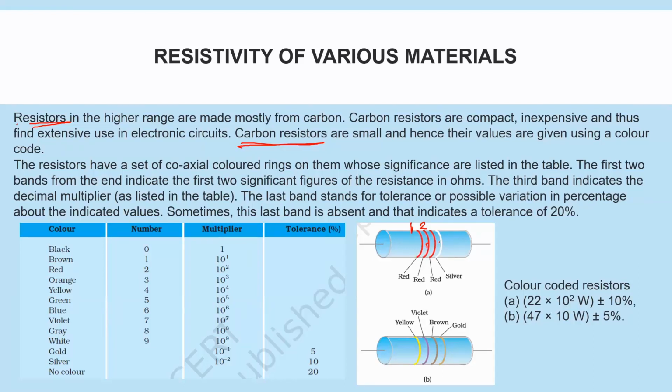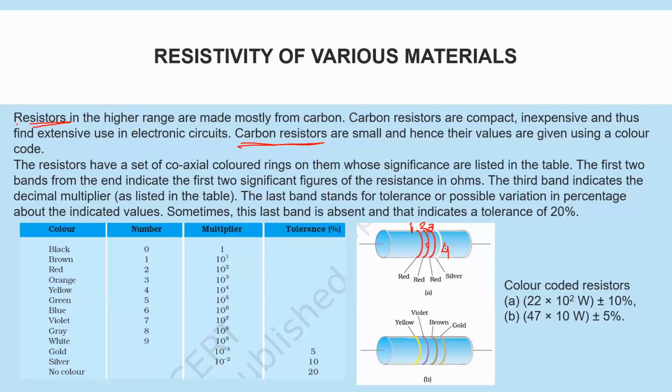And then the third ring that you have is going to give you the multiplier, the order of the resistance. Usually if we are considering these to be like insulators, these are going to have a higher order. Okay, and the last one, the fourth ring, is going to give you the tolerance, or how much the value of the resistance can vary from the indicated values.